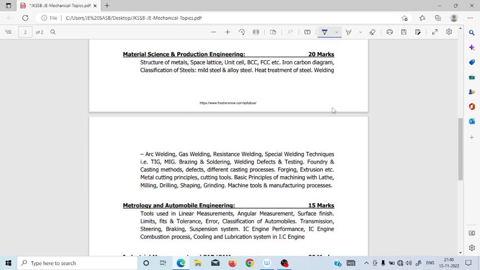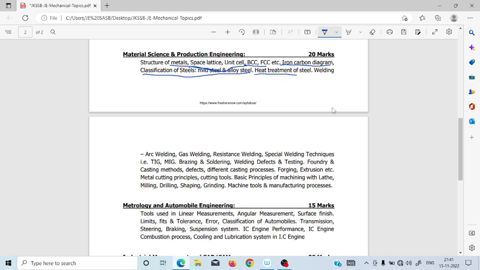In material science and production, we'll study the basic space lattices, we'll study about unit cells, we'll study the basic unit cells, which are BCC, FCC, and the iron carbon diagram. We'll study the classification of steels, which is mild steel and alloy steel. In mild steel and alloy steel, we'll discuss why alloy steel has more strength and hardness compared to mild steel. And we'll discuss what effect various alloys have on steel.